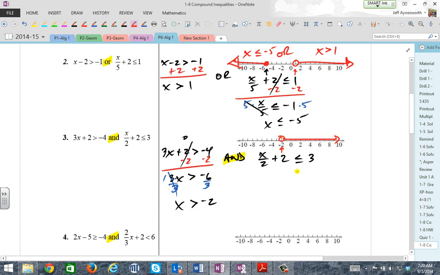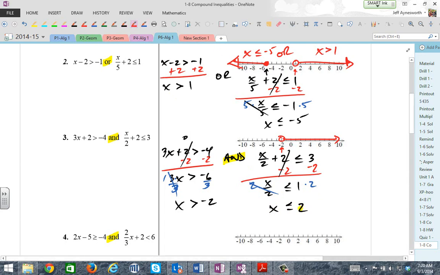On the next inequality, I want to subtract 2. And what do we get? Well, we get x divided by 2, cancel out the opposites, less than or equal to 1. We have to times 2 on both sides to clear the fractions, and you've got x is less than or equal to 2. Now, let's put that in.